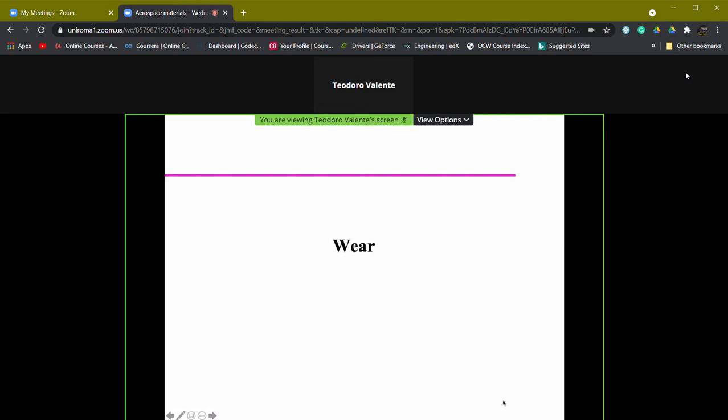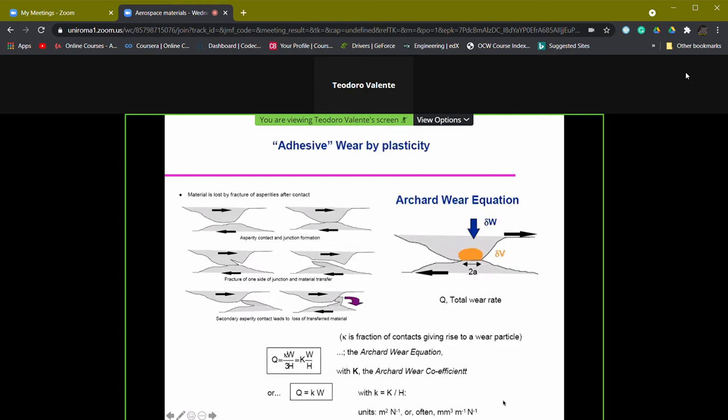The wear can be essentially divided into three big areas. The first one is called adhesive wear. The second one is called abrasive wear. And the third one is called erosive wear.